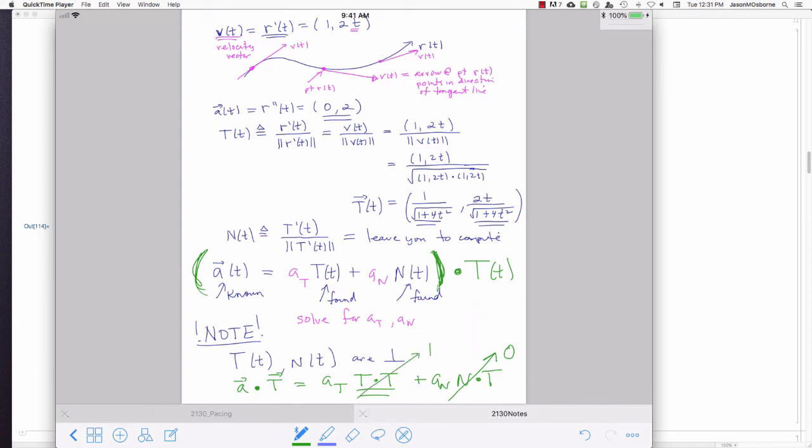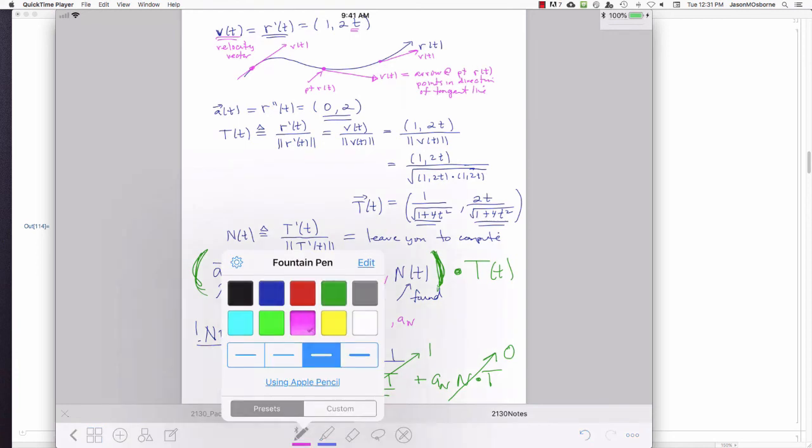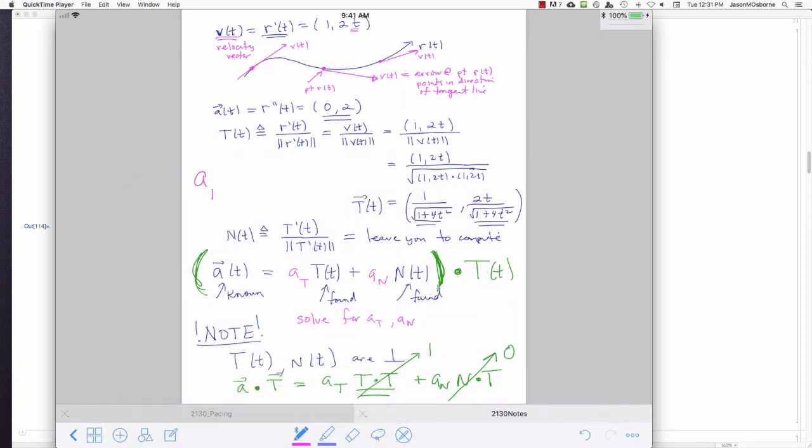So now you know, without having to really solve any equations, that the tangential component of acceleration is just the acceleration vector dotted with the unit tangent vector. And similarly, dotting both sides with the n vector, if you take the acceleration dotted with n, then you'll know the normal component of acceleration. So that's the trick.